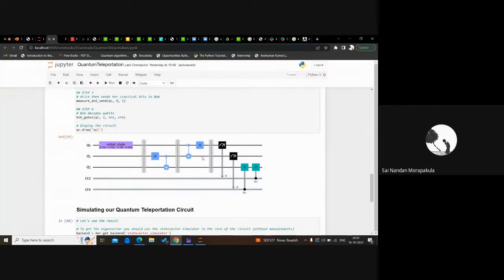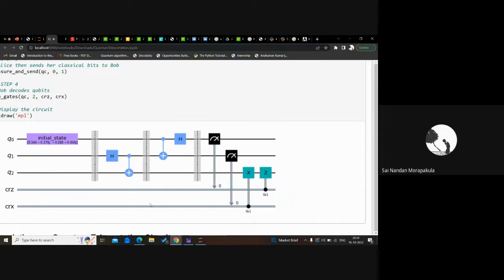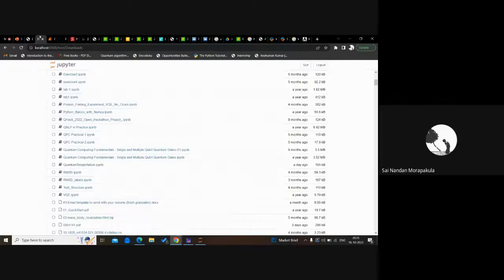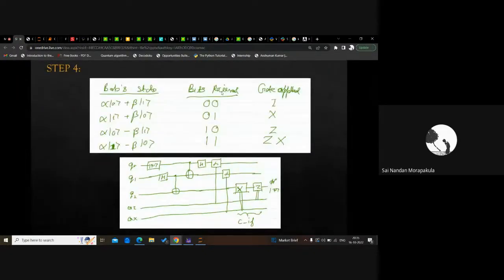So after you measure the Q0 and Q1 that Alice has, and store them to two classical bits, you will apply two if gates, X and Z, that depend upon the output. For example, if you get 0 0, then you will apply an I gate. If the information is 0 1, then you will apply an X gate, and so on.